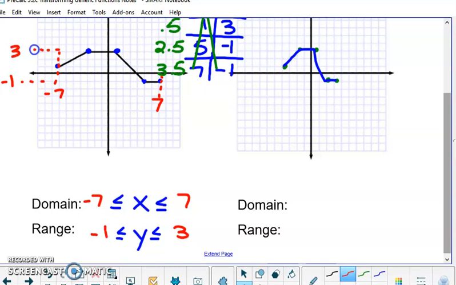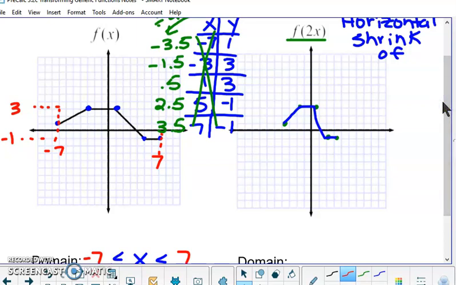Now we can see that on the original table as well. So if you look at this original table, you can see that the x's, the lowest number in the x table is negative 7. The highest number in the x table is positive 7. If you look at the y's, it goes down to negative 1, up to positive 3. Now here, again, this is a little harder to see on the graph, but on the left it goes down to negative 3.5, it goes up to positive 3.5. So that's our domain.